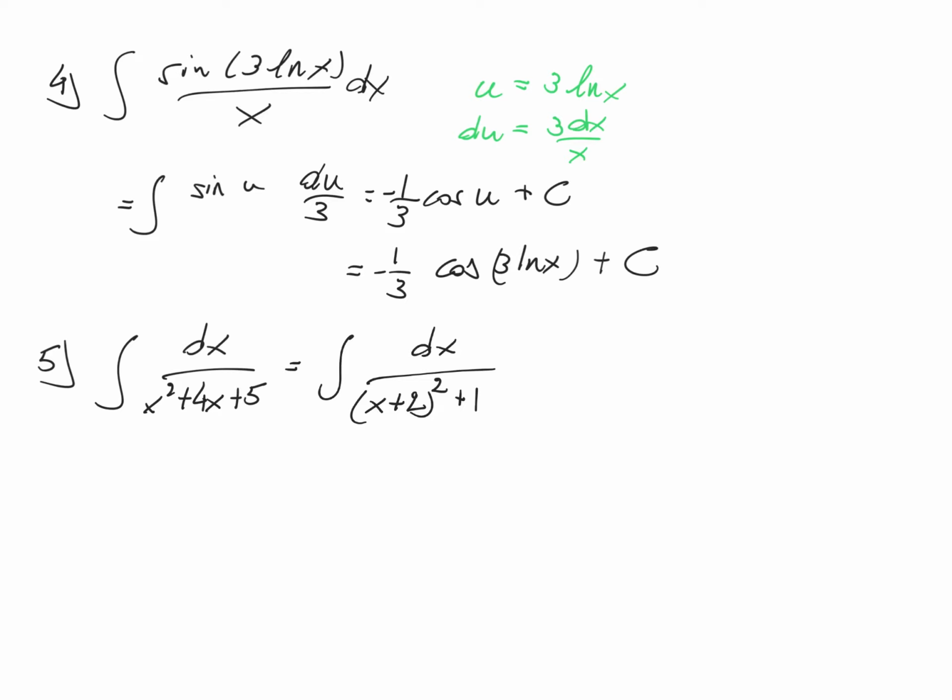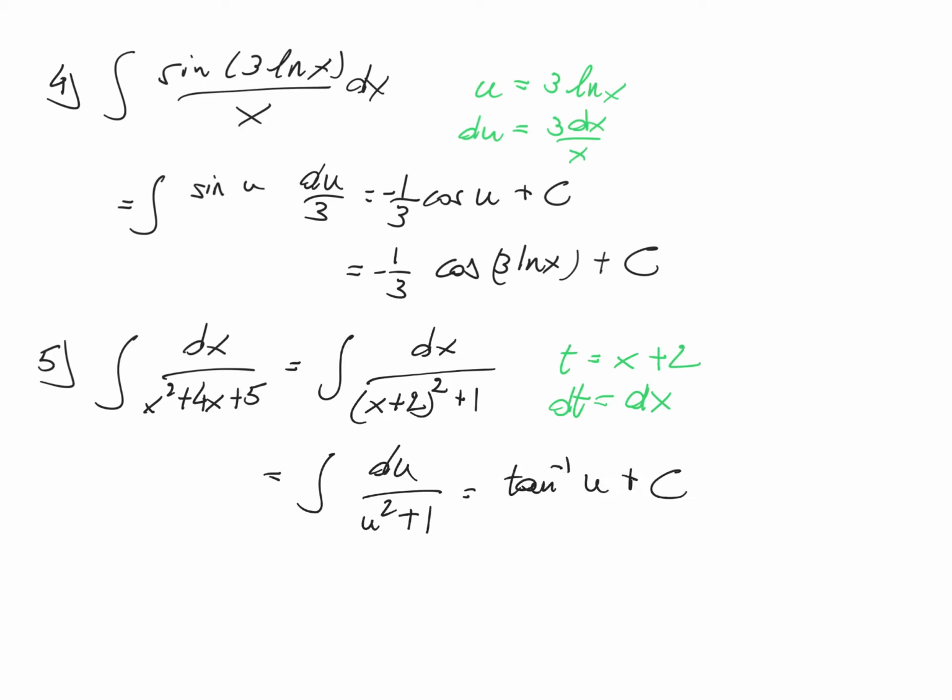The substitution that we will be doing is set t equal to x plus 2. This means that dt is dx. And I just get the integral of dt over t squared plus 1. The integral of this is the inverse tangent. So tangent minus 1 of t plus a constant, or the inverse tangent of x plus 2 plus your constant.